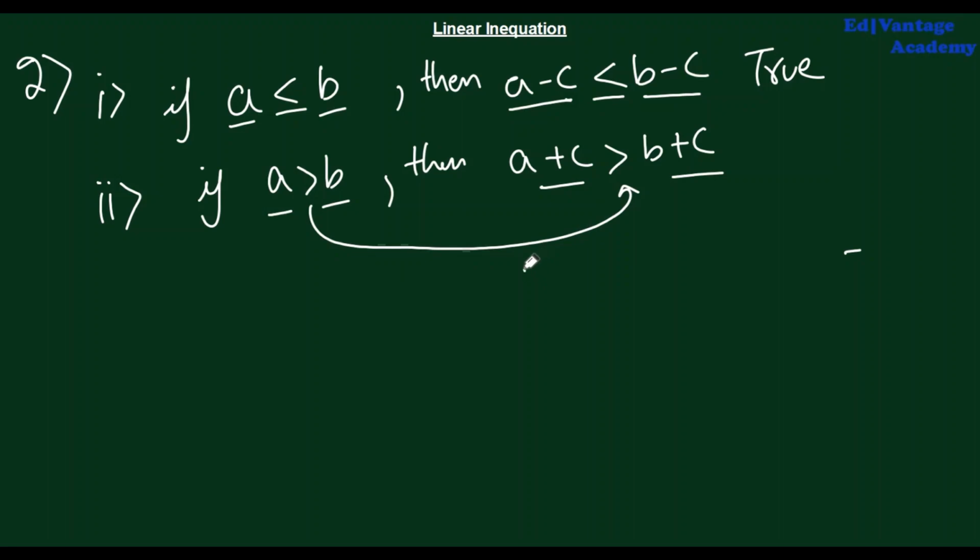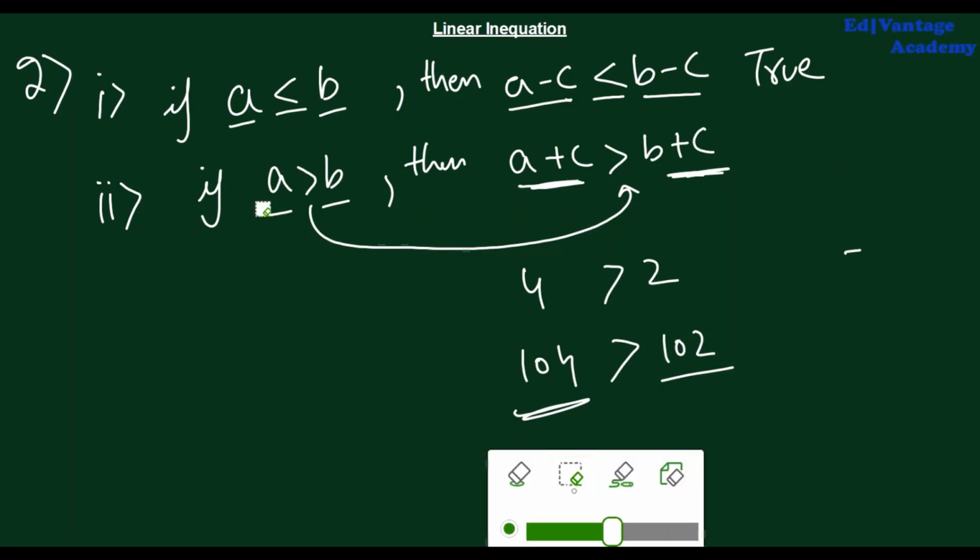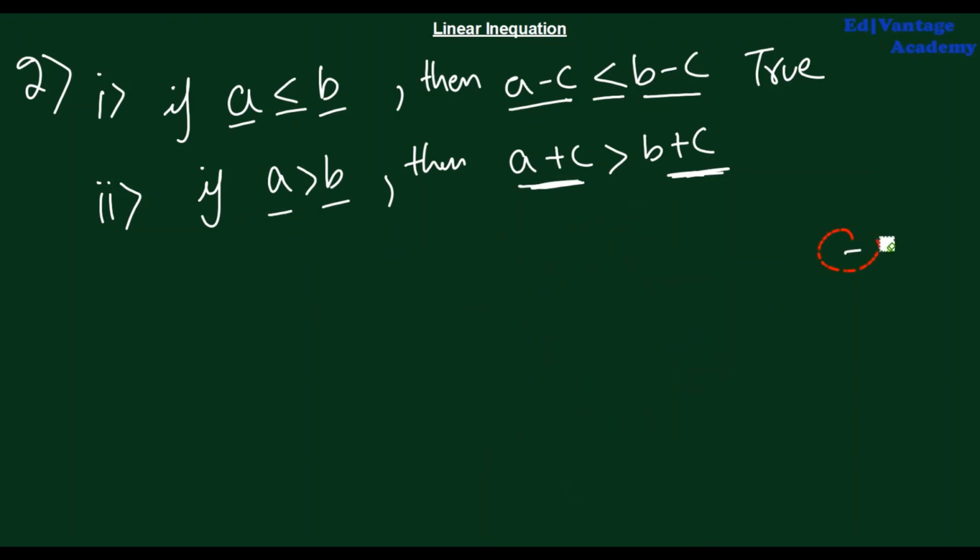Example for this, I can tell you again. 4 is greater than 2. Adding 100 both the sides, or 20, 50, any number you add both the sides. Let me add 100 both the sides. It will become 104, this will become 102. Still the symbol should not reverse because 104 is more than 102. Take any example. Addition both the sides, the symbol does not reverse. Moving to the next part, that is the third one.